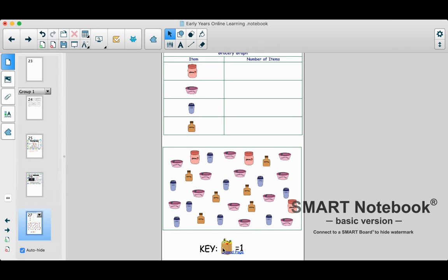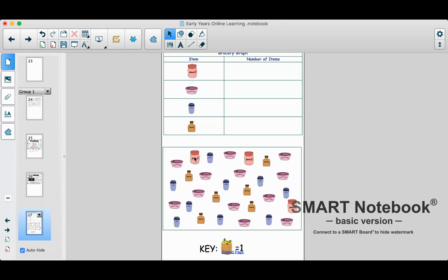Our key here is, I've chosen to use a grocery bag as our key, because that way I can use the same picture for all of my items. I'm also using a grocery bag because we are talking about groceries. Now, each grocery bag equals one item. Each grocery bag equals one item. That is very important.